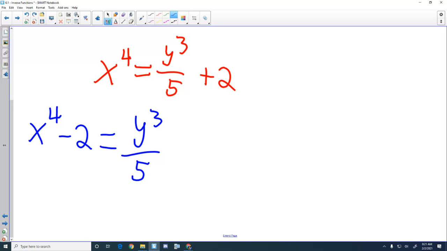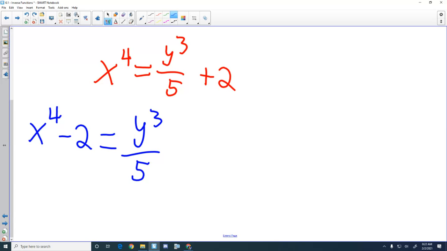And then this next step is where I saw most students make an error. Do you get rid of the 3 or the 5 first? So the 5 is actually being divided, right? Like that fraction bar means division. That's y to the 3rd divided by 5.